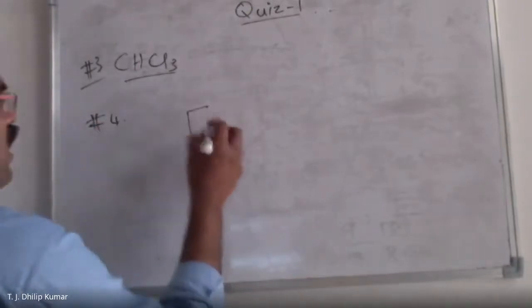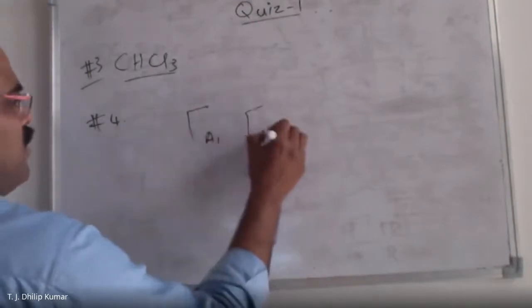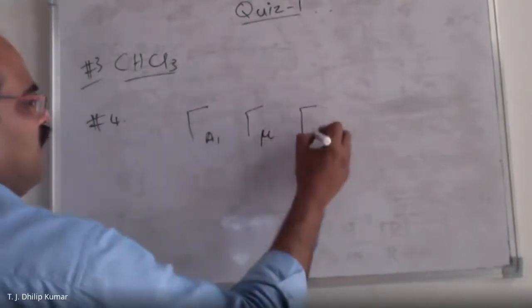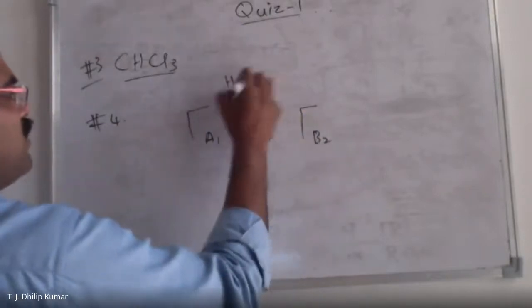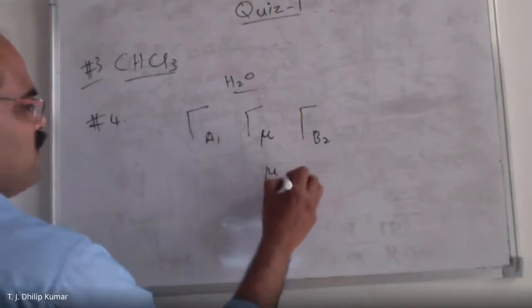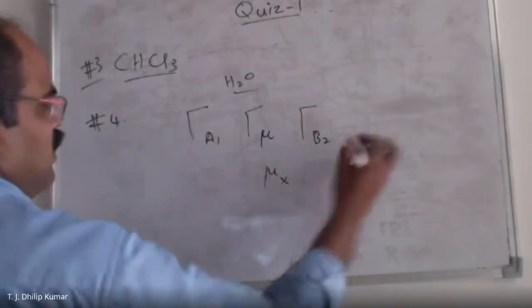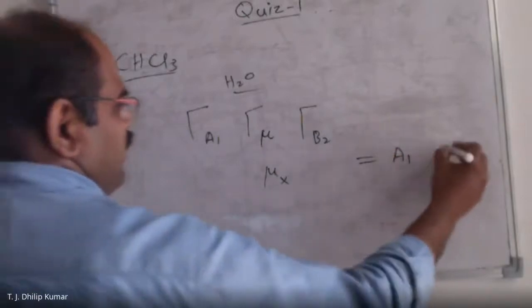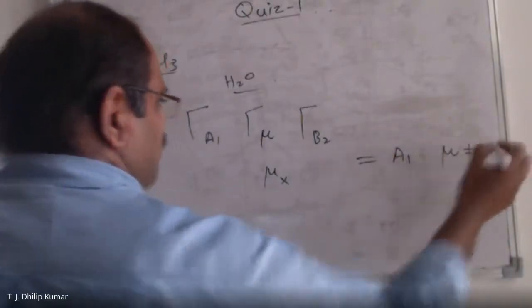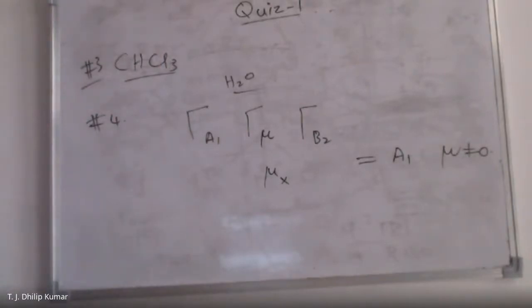So basically, if you have A1 and then the dipole moment components, and then say B2, say a water molecule in this case. If it vibrates on mu x, so mu x has its own symmetry, and it should result in A1 symmetry. Then the dipole moment change is not equal to 0. So the integral will be non-zero only when the direct product of the ground state, its dipole moment component, and the excited state orbital results in the totally symmetric representation.